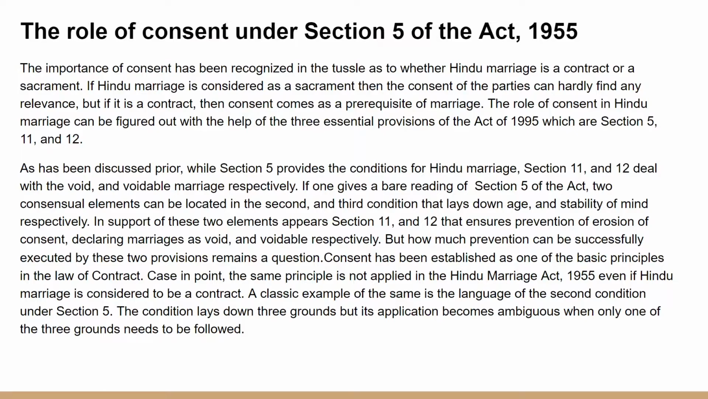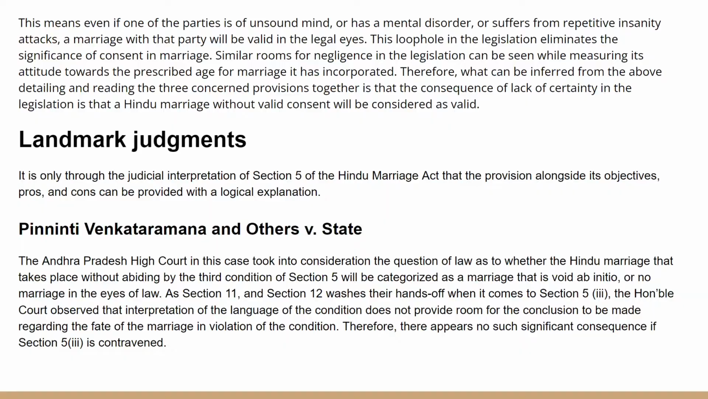The condition lays down three grounds, but its application becomes ambiguous when only one of the three grounds needs to be followed. This means even if one of the parties is of unsound mind, or has a mental disorder, or suffers from repetitive insanity attacks, a marriage with that party will be valid in the legal eyes. This loophole in the legislation eliminates the significance of consent in marriage.